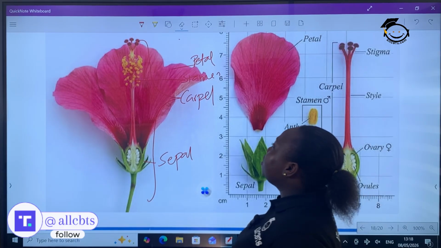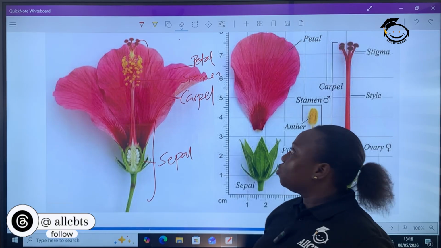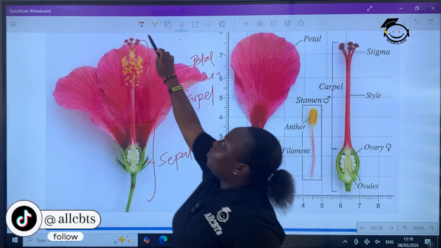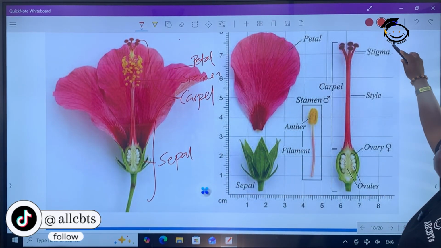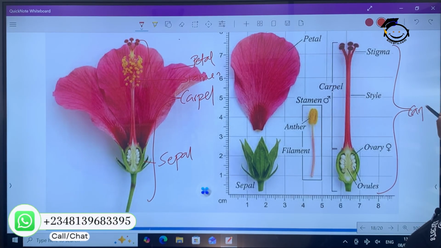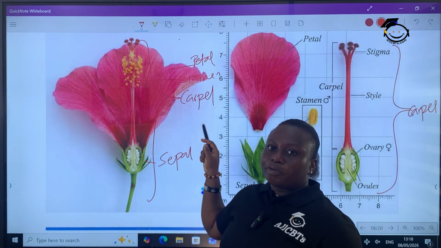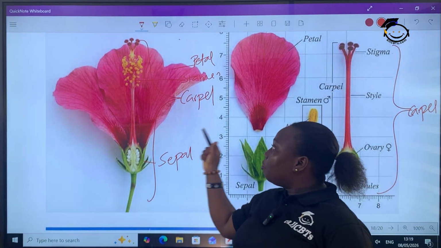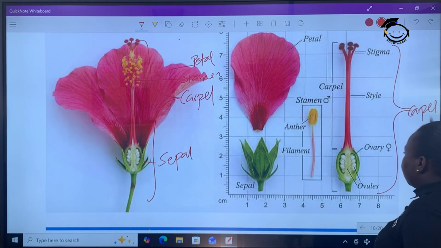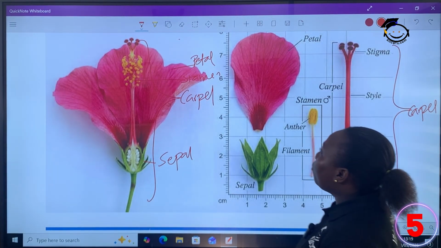So when they tell you to label the carpel, you have to label everything in the carpel. But when you have labeled it, you can now group it. For example, let's say this is my labeling. After I'm done with labeling, I'll just do like this. I can now say carpel. Don't just write carpel the way I did here, because they will not be sure that you really know what you are talking about. So first label them, then generalize them as carpel. That's what we are going to do.